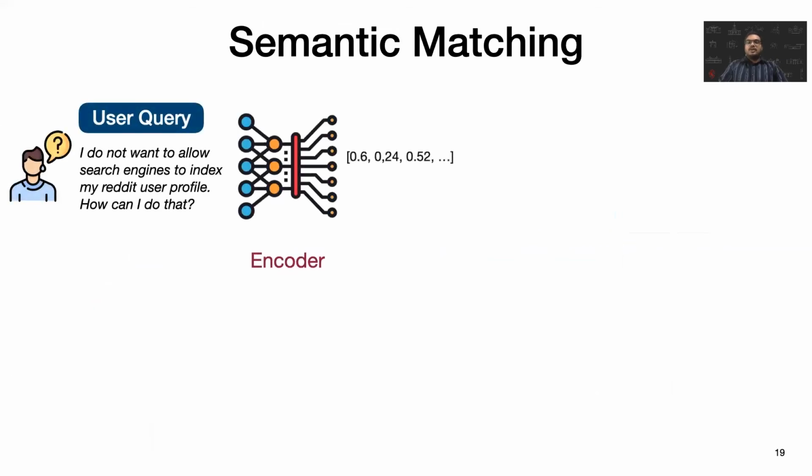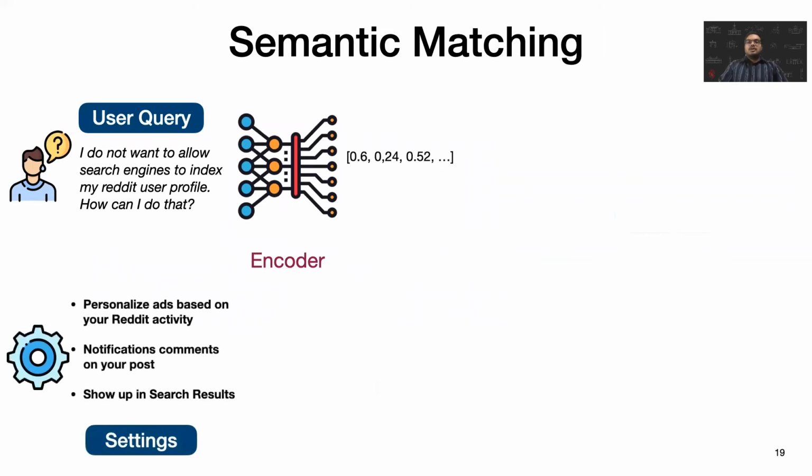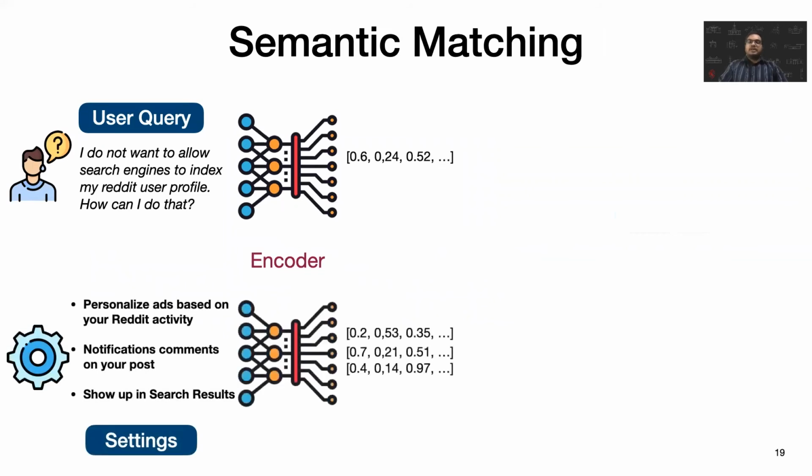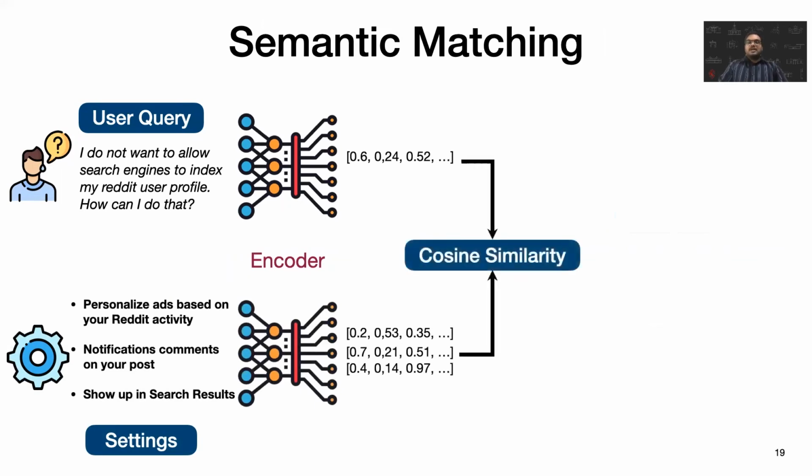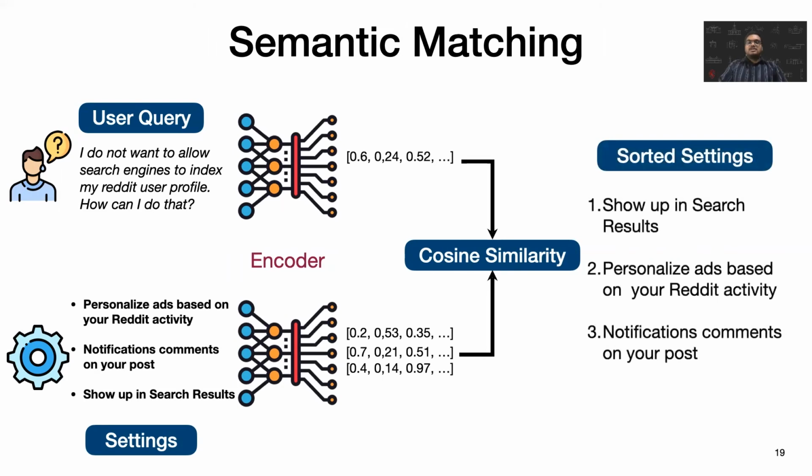Next, we evaluate the search functionality of the query interface. In this task, we start with the user query and encode it into embeddings using an encoder. The same encoder is also used to encode the settings text from the control pages of the domain of interest, in this example, Reddit. Then we compute cosine similarity between each query vector and the setting vectors to get a similarity score and sort the settings text based on this score to get the most relevant settings for the given query.